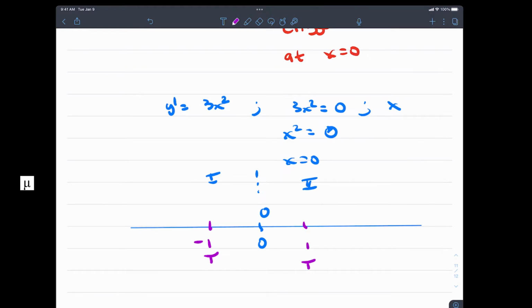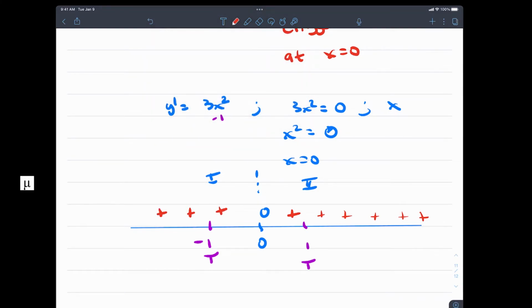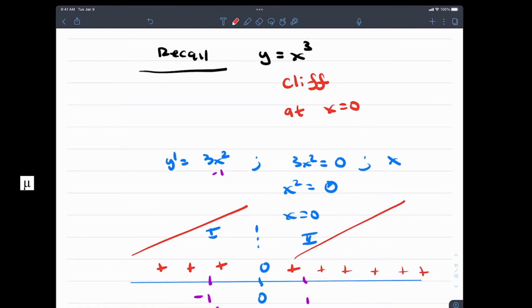Plug in 1, you get a positive value. Plug in -1, you square it, you get a positive value. Increasing slope, increasing slope. You're at the cliff. This is a classic example that we mentioned in the past. You could get a critical value, but just because you get a critical value does not mean it's a relative max or min. It's no guarantee. If it has it, it'll happen at a critical value. This doesn't have a relative max and relative min.